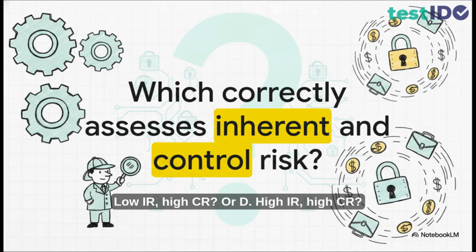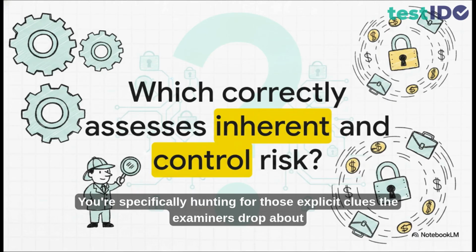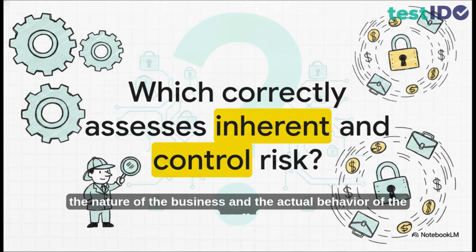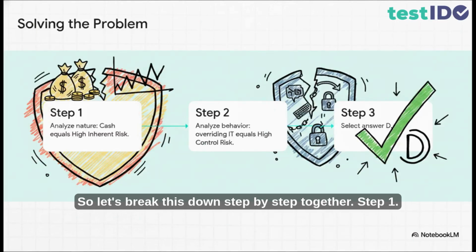When you get a scenario like this, you've got to act like a detective. You're specifically hunting for those explicit clues the examiners drop about the nature of the business and the actual behavior of the staff. So let's break this down step by step together.